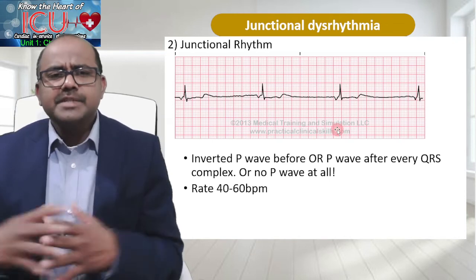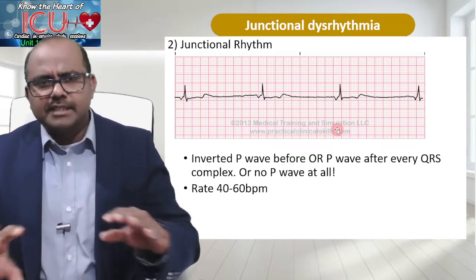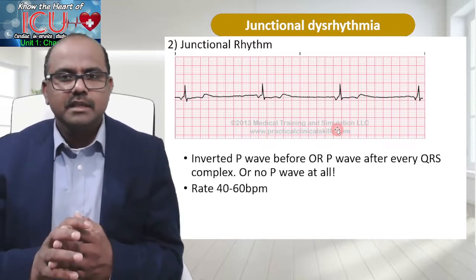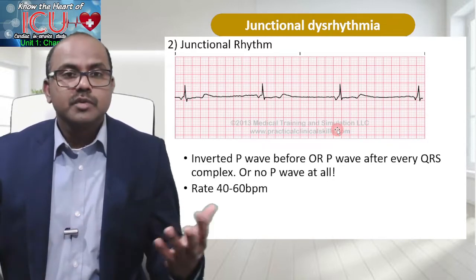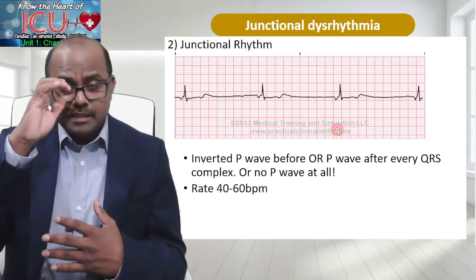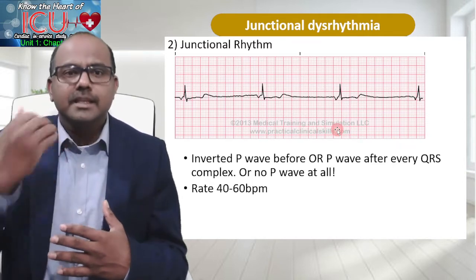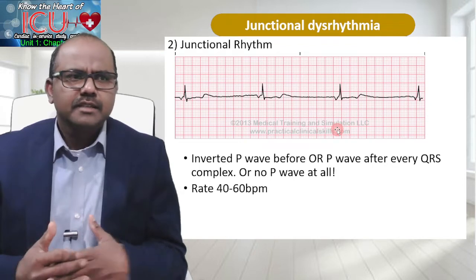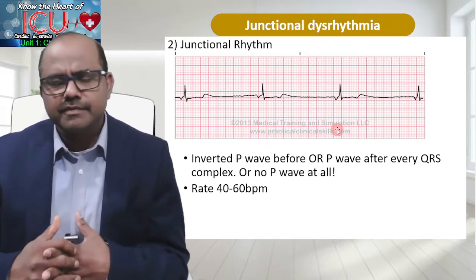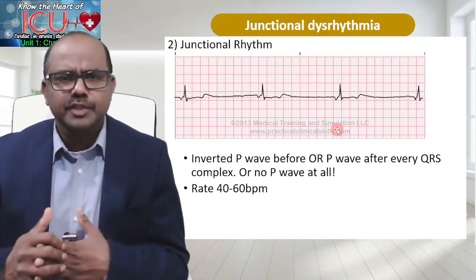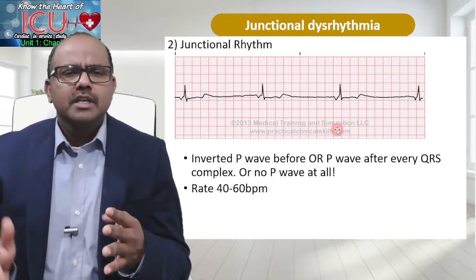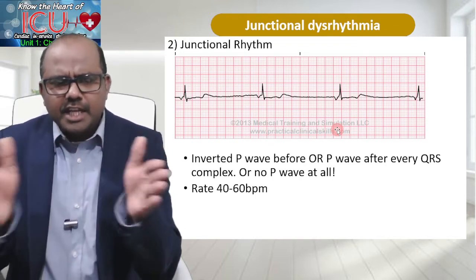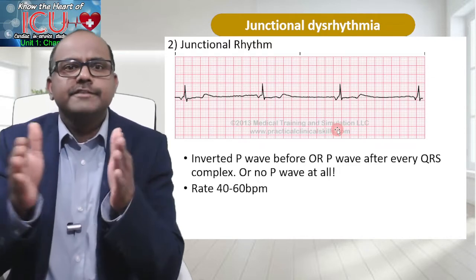And sometimes the SA node will be completely silent. Your atria are not producing any impulse. So what happens? We will go to asystole. To prevent that, the AV node starts to produce an impulse. The AV node rate is somewhere around 40 to 60. So it can produce impulses at a rate somewhere in between 40 to 60. So what happens? You have a slow rhythm, a bradycardia of junctional origin.